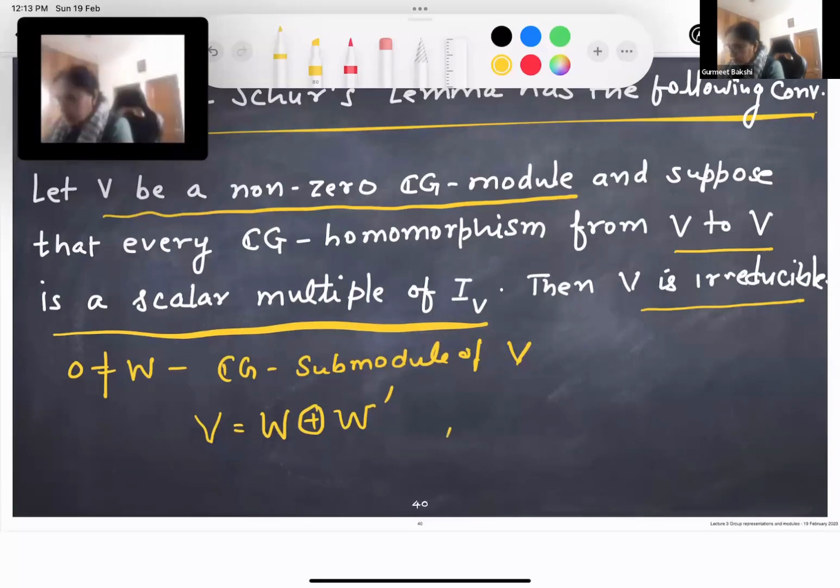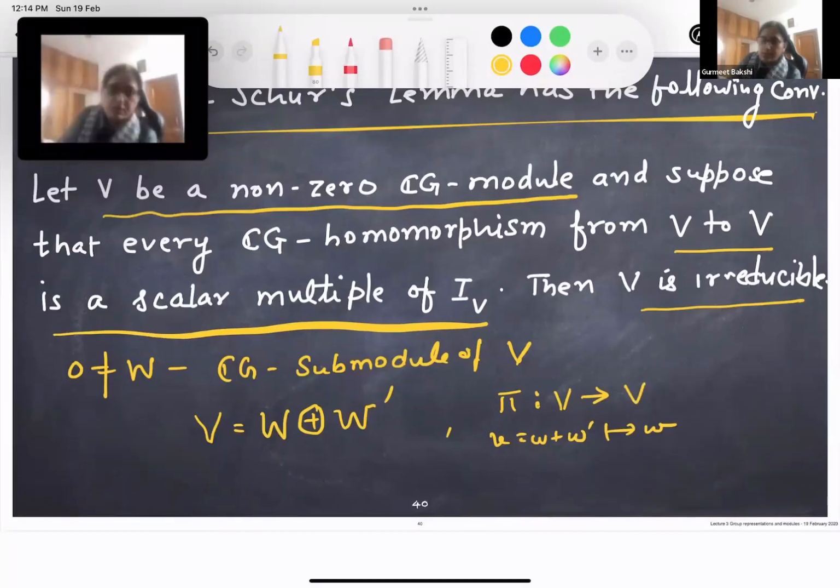And you look at the projection from V to W, by sending an element of V, which is w + w', and you project this to w. And this is, of course, in W. This is inside V, so I will say pi from V to V by projecting onto the W component, first component. And now it's a CG homomorphism. Pi is a CG homomorphism.